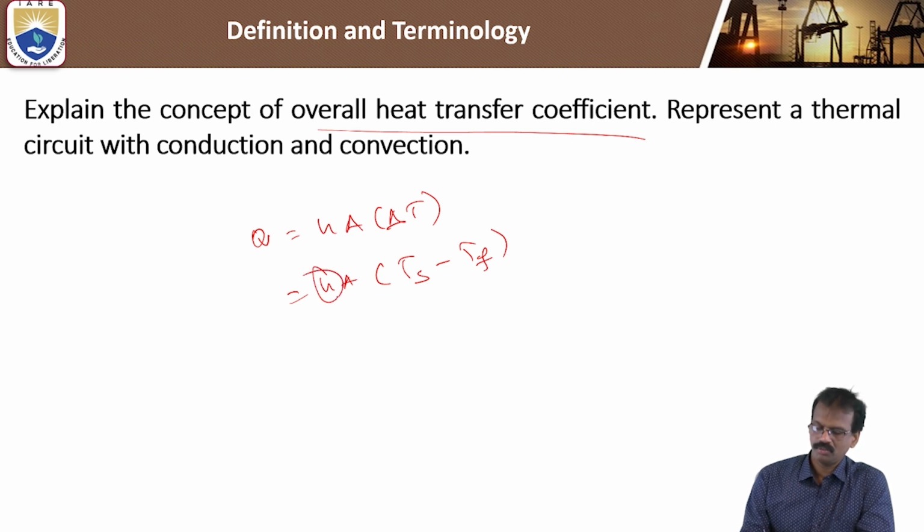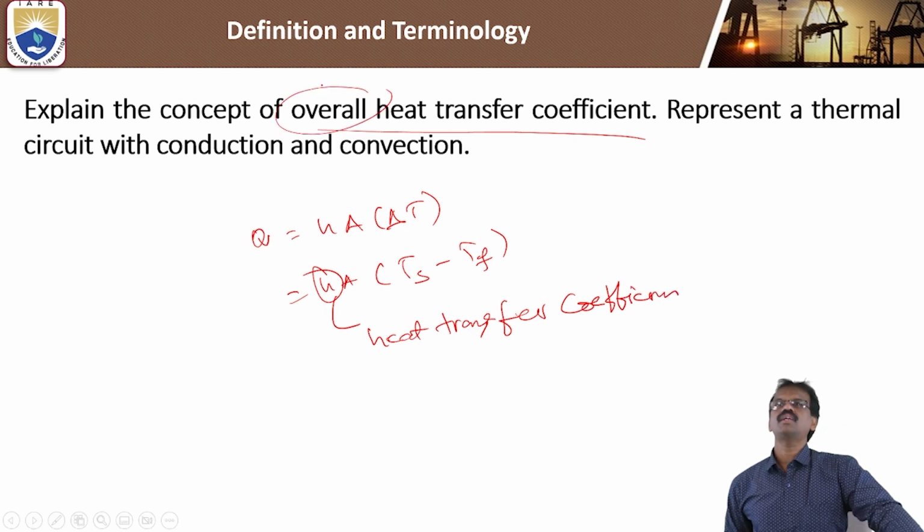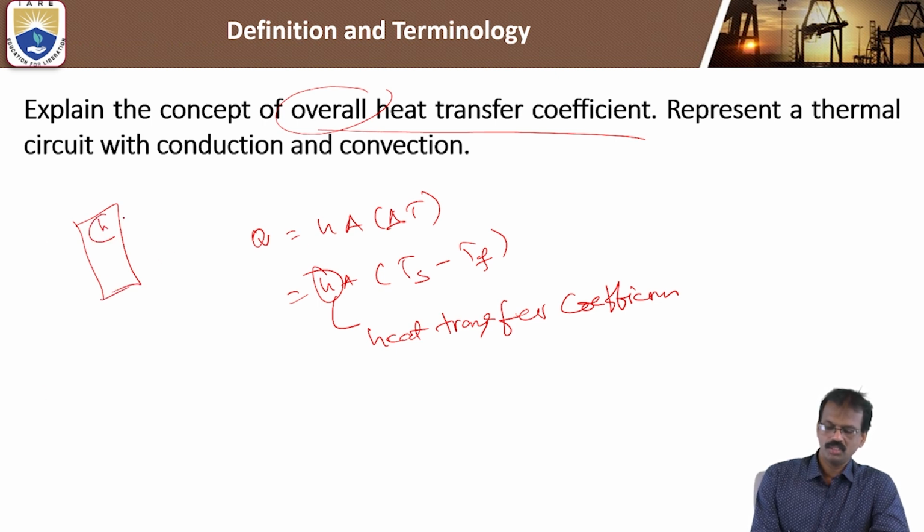h is nothing but the heat transfer coefficient. So here we are seeing the overall heat transfer coefficient. This is only one body. If it is one body, we can consider h. It has only h in the solid to solid. So h is the heat transfer coefficient.